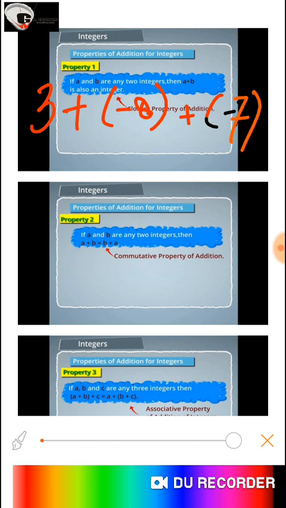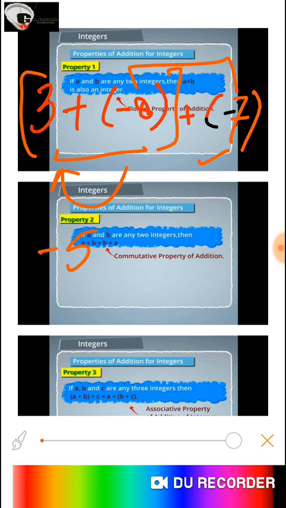Now let us add them. It says no matter what order you follow, whether you add these two first and then add the sum to this number, or add these other two first and then add the sum to this number, in both cases you will get the same answer. That is, if you add 3 plus -8 first, we get -5. And then when you add -5 to -7, you get -12.